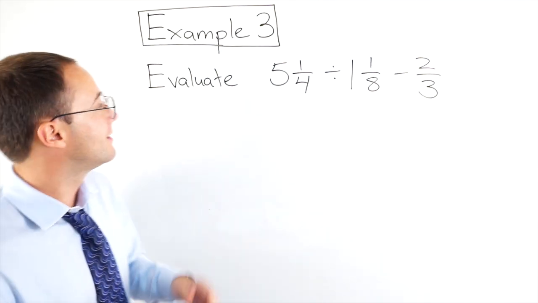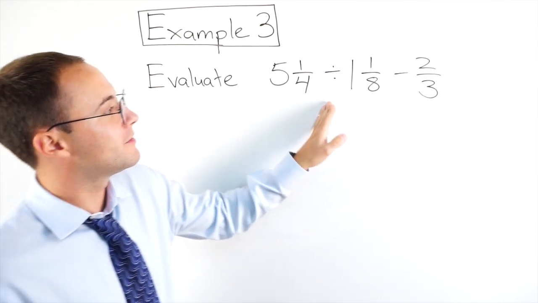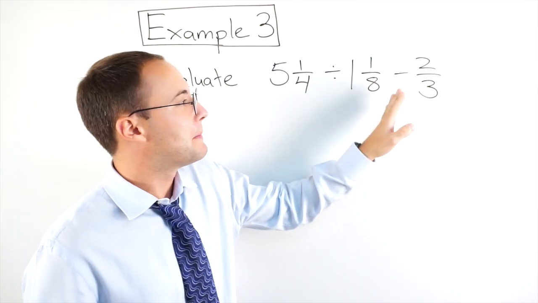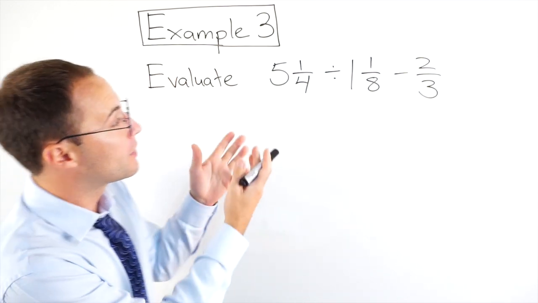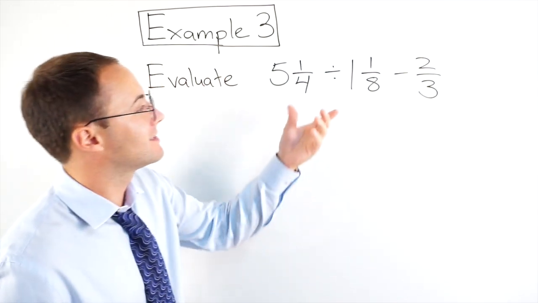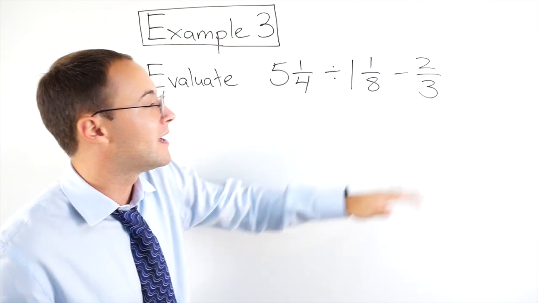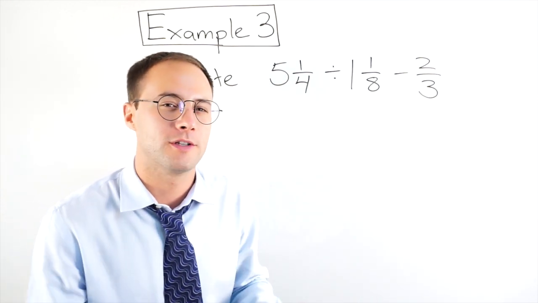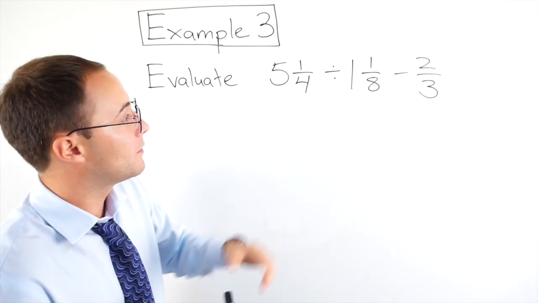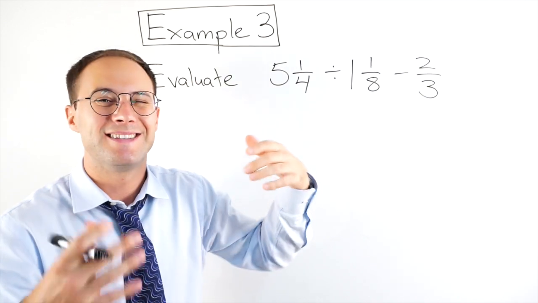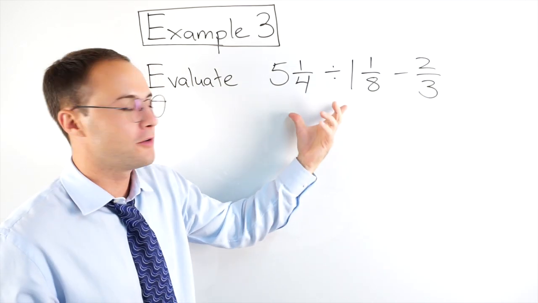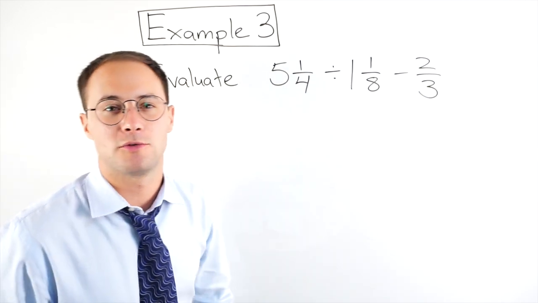All right, example 3, evaluate 5 1/4 divided by 1 1/8 minus 2/3. So this is a little bit more complicated because it's not just division. We're also subtracting a fraction at the end. So we have to remember our order of operations. And with division and subtraction, division is going to come first. So I have to do this part. And then at the end, I'm going to subtract 2/3.